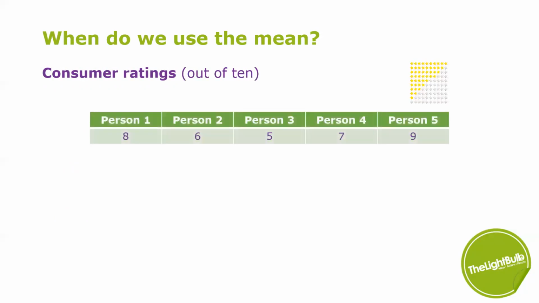So here, for example, we've got different ratings that were given to, let's say, a particular product. So person 1 gave it 8 out of 10, person 2 gave it 6 out of 10, person 3 gave it 5 out of 10, and so on. So how do we work out the average? Well, just as before. And once again, I will let you have a go. So please just pause the video, take a moment to work out what you think the mean average is here.